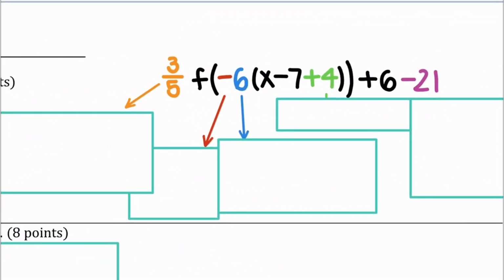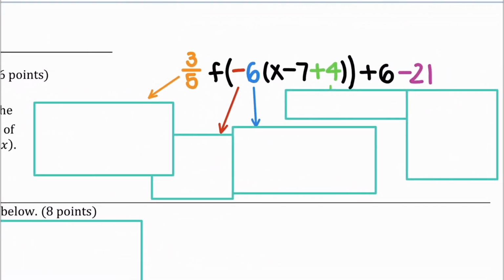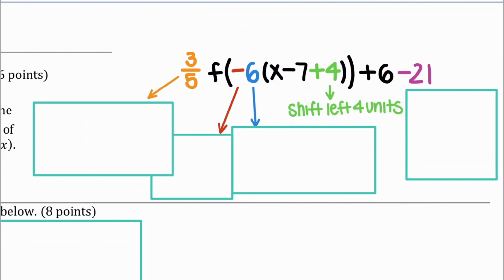Now that we have that identified, we just have to explain what each of these operations means in English. This plus 4, because it's inside the parentheses, inside the input, tells us that we're shifting to the left by 4 units. Now let's talk about the negative and the 6. The negative, because it's inside the input, is negating the x values, and when we negate the x values, that gives us a reflection over the y-axis.